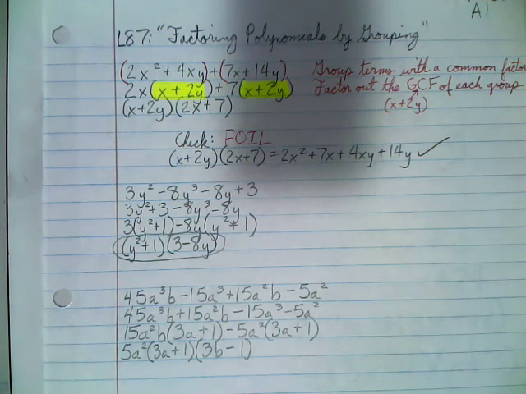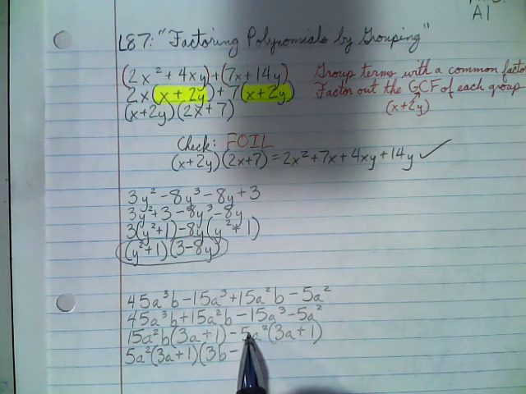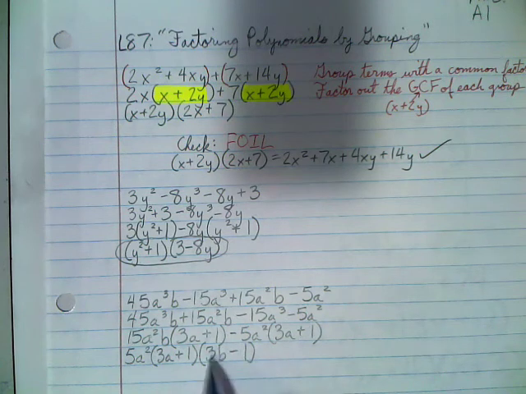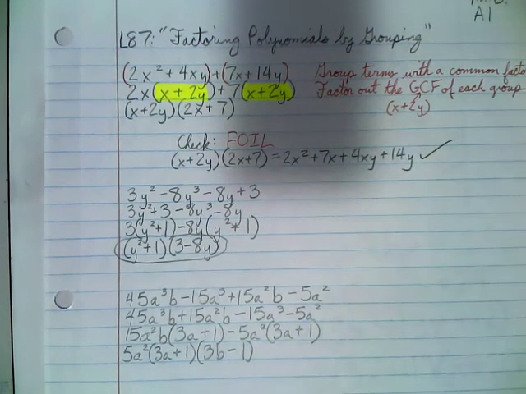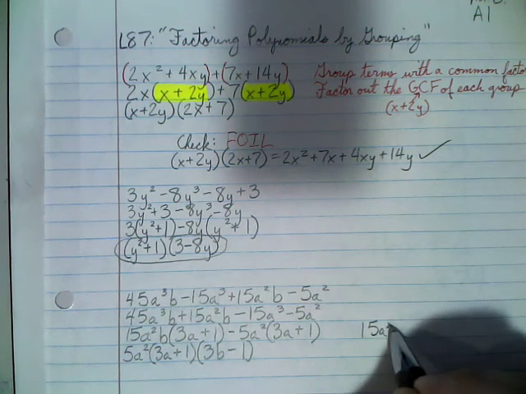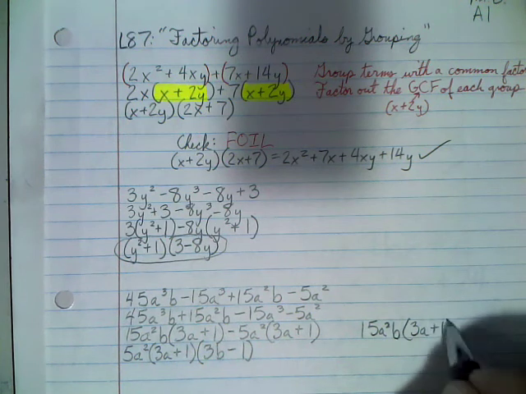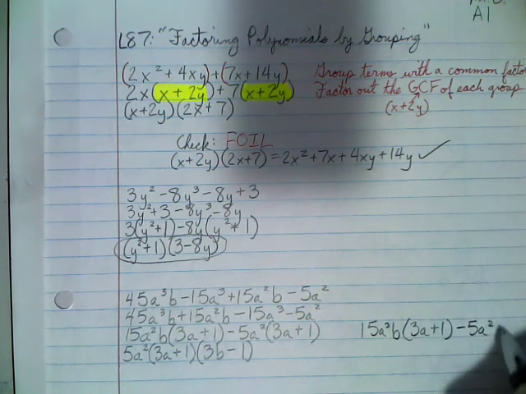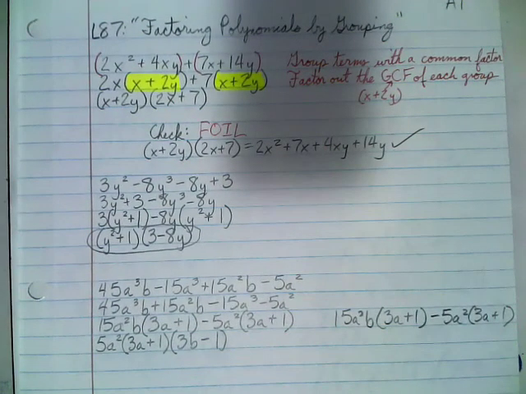Now, a quick double check. Maybe you forgot to check the outside of these guys. And if you did that, then you're going to find that this binomial that's left over will have something that can factor out of it, and then you'll have to do that. So if I go back just one step here, 15a squared b times 3a plus 1 minus 5a squared times 3a plus 1. So we just go back to that step.